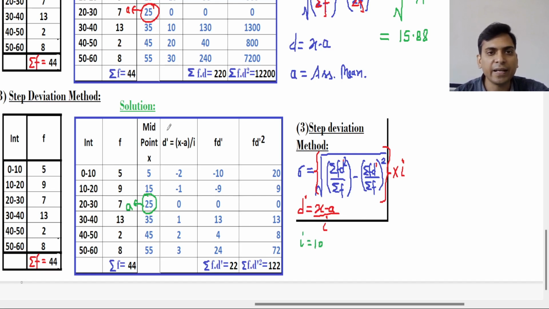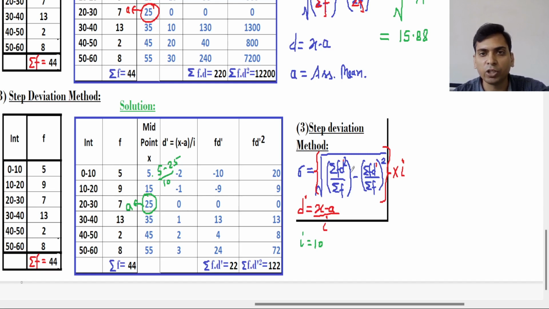So we will find D dash by using the formula X minus A upon I. So the first value of X is 5. A is equal to 25 and I is equal to 10. So the first calculation is 5 minus 25 upon 10. That is what? Minus 2. In that way, the second is 15 minus 25 divided by 10. So you will get minus 1. In that way, you can find D dash.